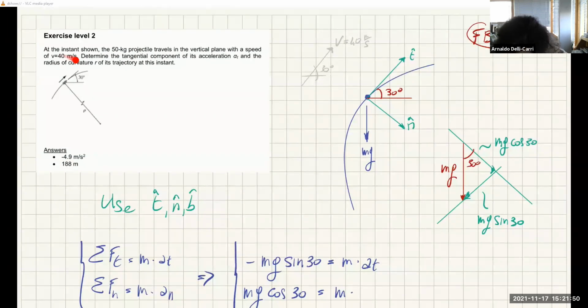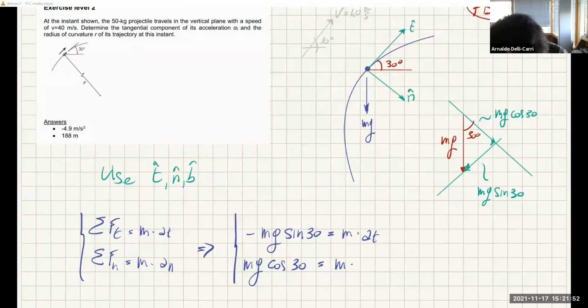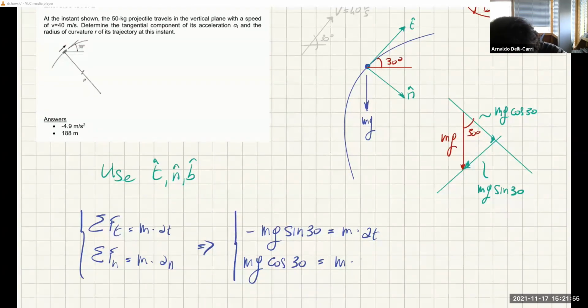We know v and we want rho, so let's use this expression, v squared divided by rho. So v is given, it's 40 meters per second. Let's check the unknowns. This is unknown, everything else is given. Also, let's find out that this mass is not required anywhere.